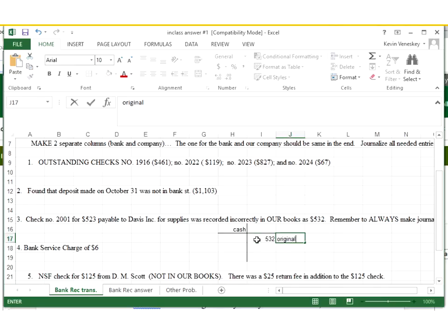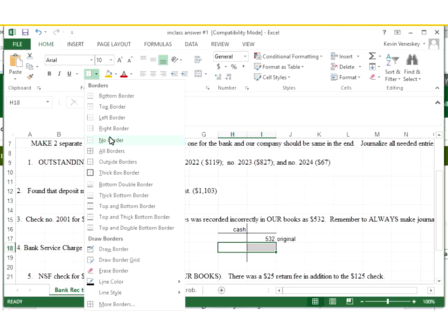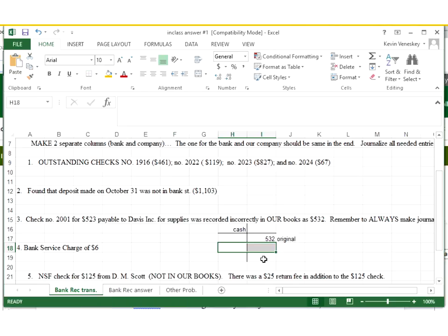So I originally recorded this as 532. This was my original. Now I'm going to draw a total line down one. And the actual answer should have been 523. So what do I need to do as a correcting entry to get from where I am to where I should be? And hopefully if you look at this, you see a negative 532 come down to a negative 523. To get me to the right spot, I need to add $9.